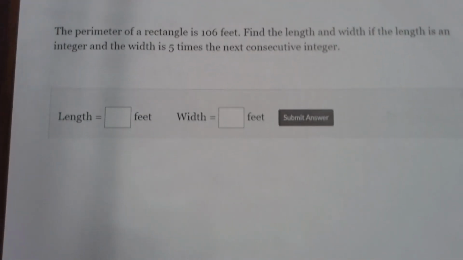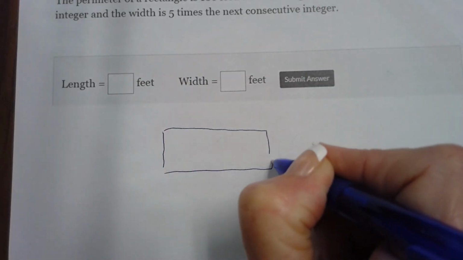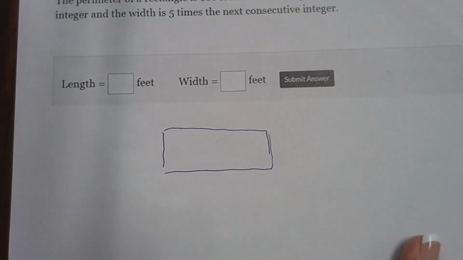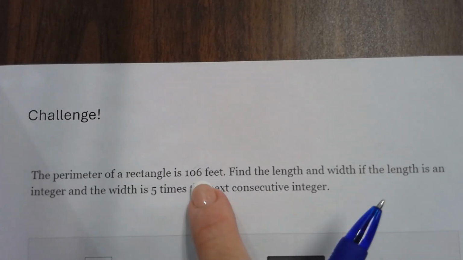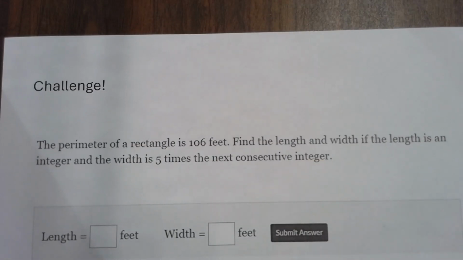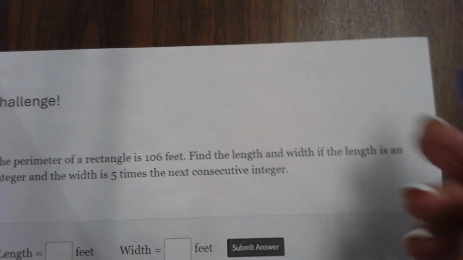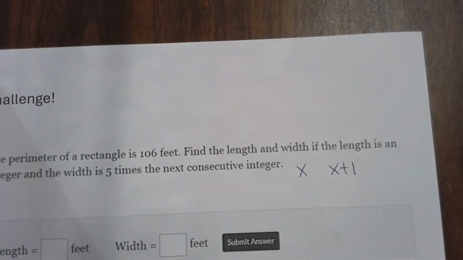Okay. Challenge problem. And if I think about it next week, maybe I'll give us a couple more of these. These really aren't that hard. The perimeter of a rectangle. So, y'all, the first thing I did was I just did this. That's one ugly rectangle, but there she is. Okay, it says the total perimeter is 106. Find the length and the width, and it says the length is an integer, and the width is 5 times the next consecutive integer. So we're talking about an integer and the next consecutive integer, x plus 1.